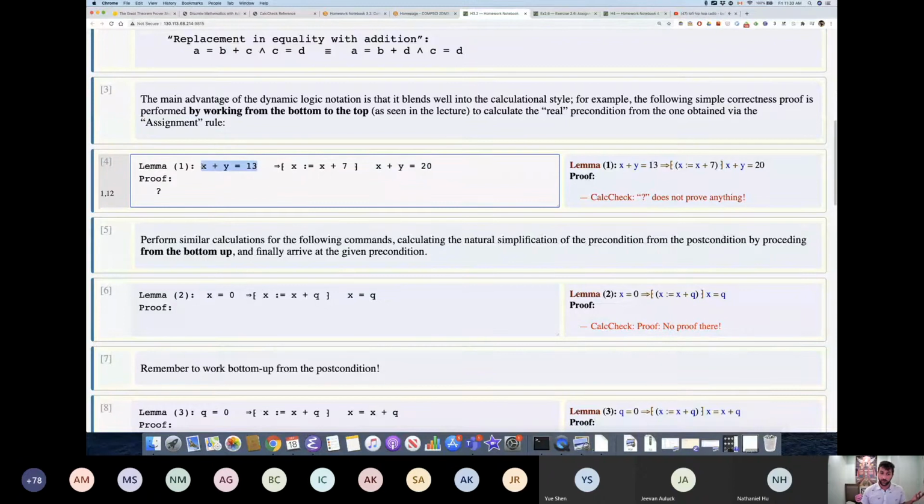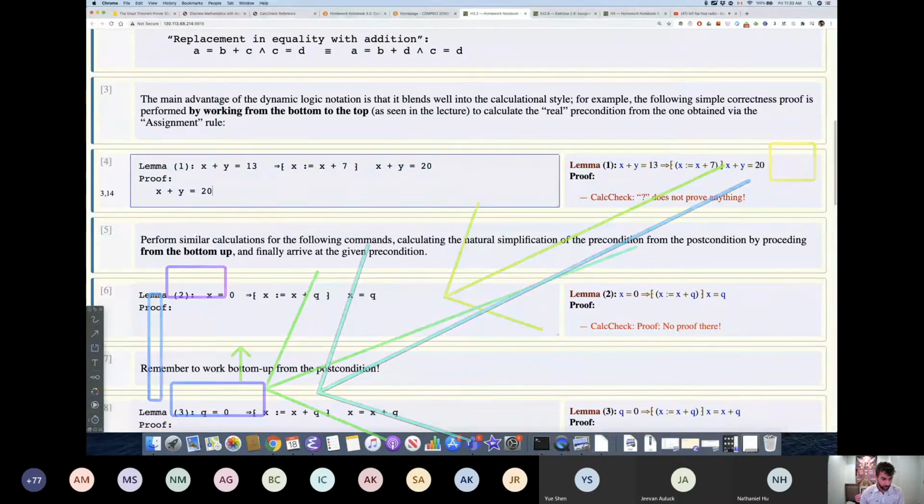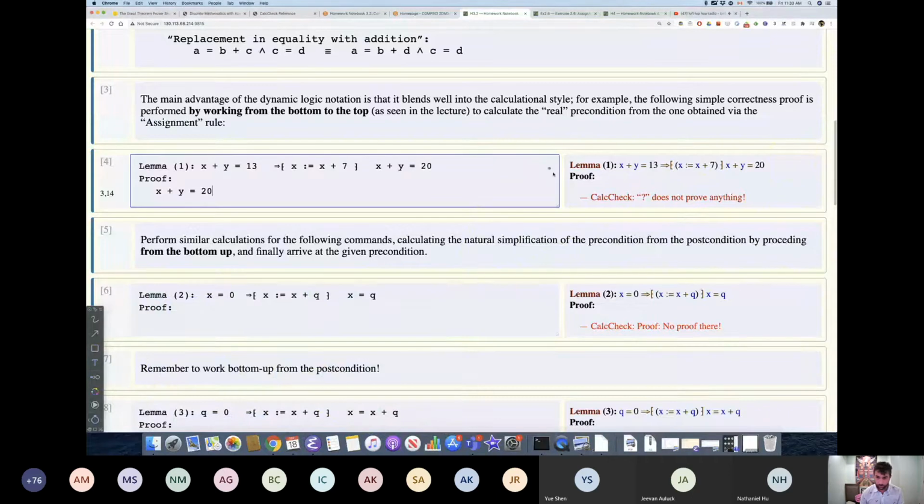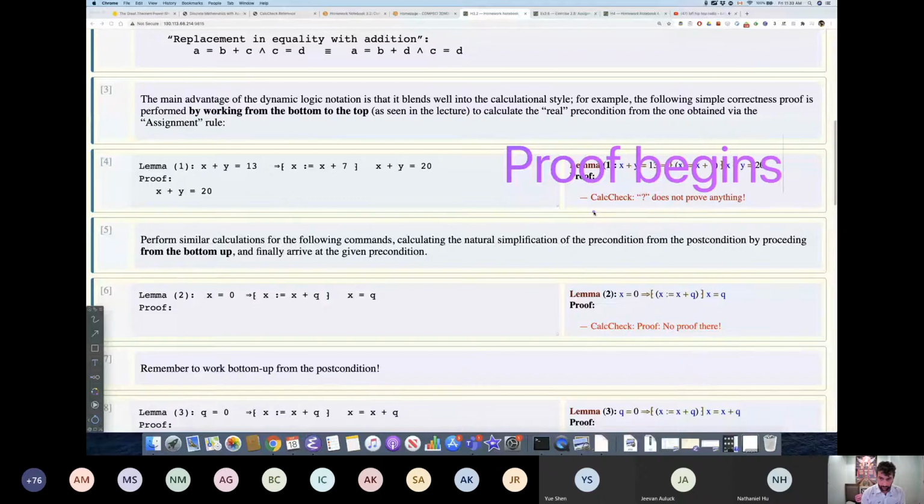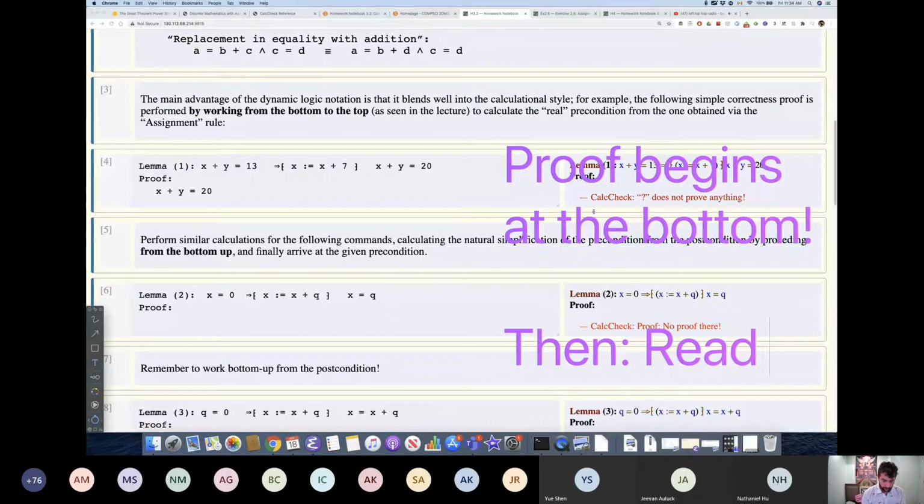Assume you don't see this. What will we have beforehand? Let's say x plus y equals 20. Remember, I'm starting at the bottom. This is really, really important. Starting at the bottom. Let me make a note of this for some of you: proof begins at Control Enter at the bottom. Then read up.